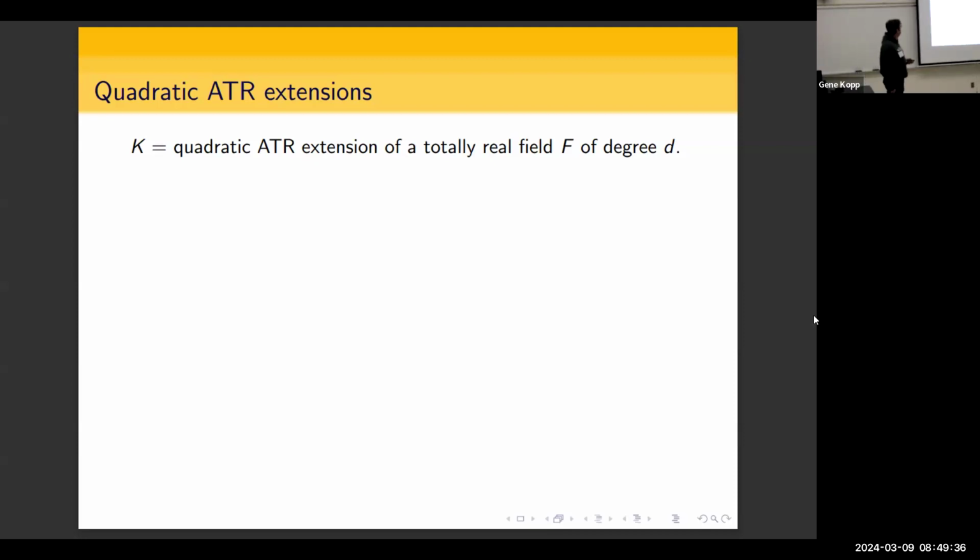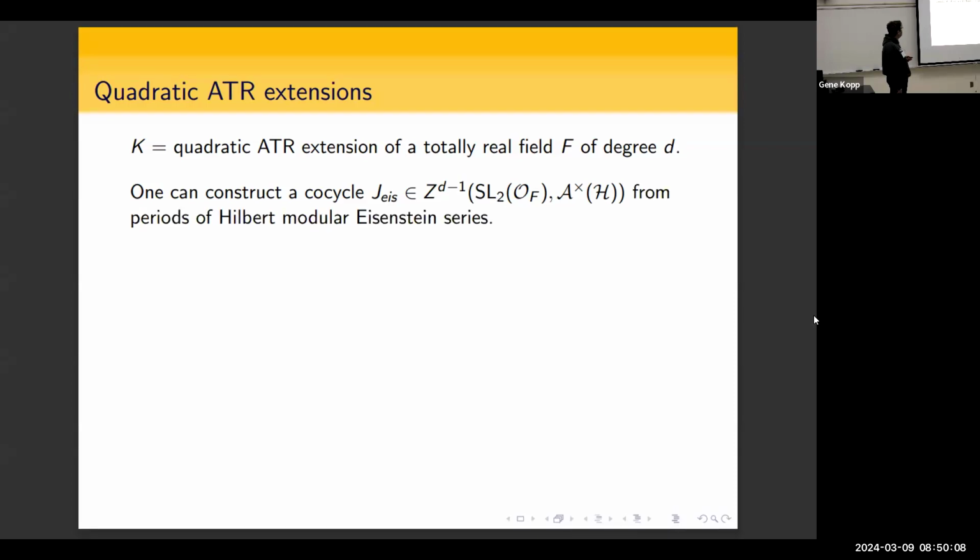Okay, so I'm going to talk about an earlier work now, which I had done with Pierre Charolois when he was a postdoc in Montreal, which considered the case where K is a quadratic ATR extension of a totally real field F. So you take a totally real field F of degree D, and you take such a quadratic extension, and then we were able to construct, in a very straightforward way, a D-1 cocycle on SL2 of OF, so on the Hilbert modular group over F, with values in the multiplicative group of analytic functions on a single Poincare upper half plane. And this was obtained by considering periods of the Hilbert modular Eisenstein series over F.